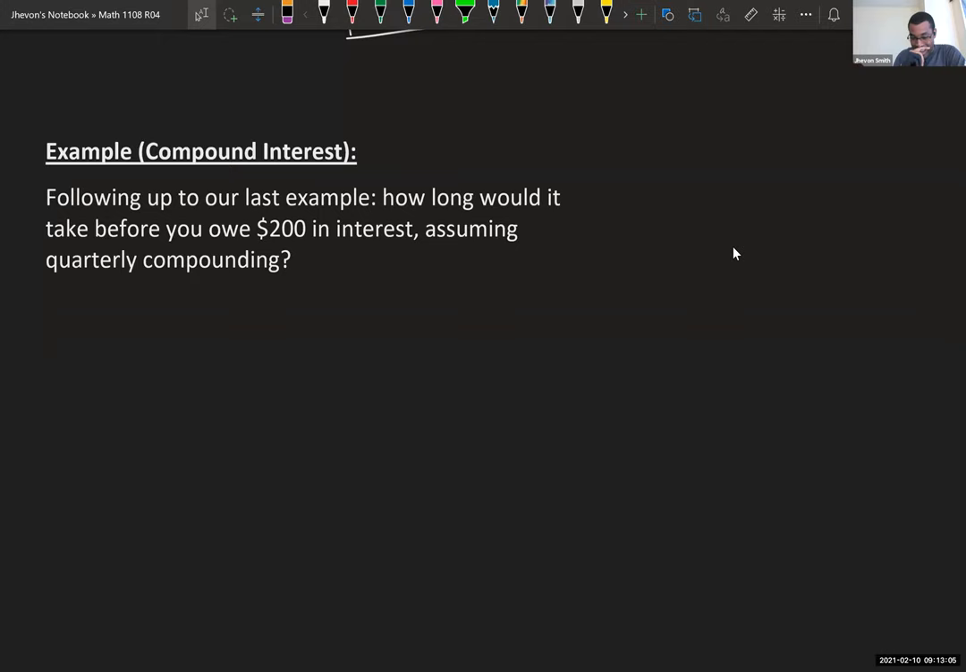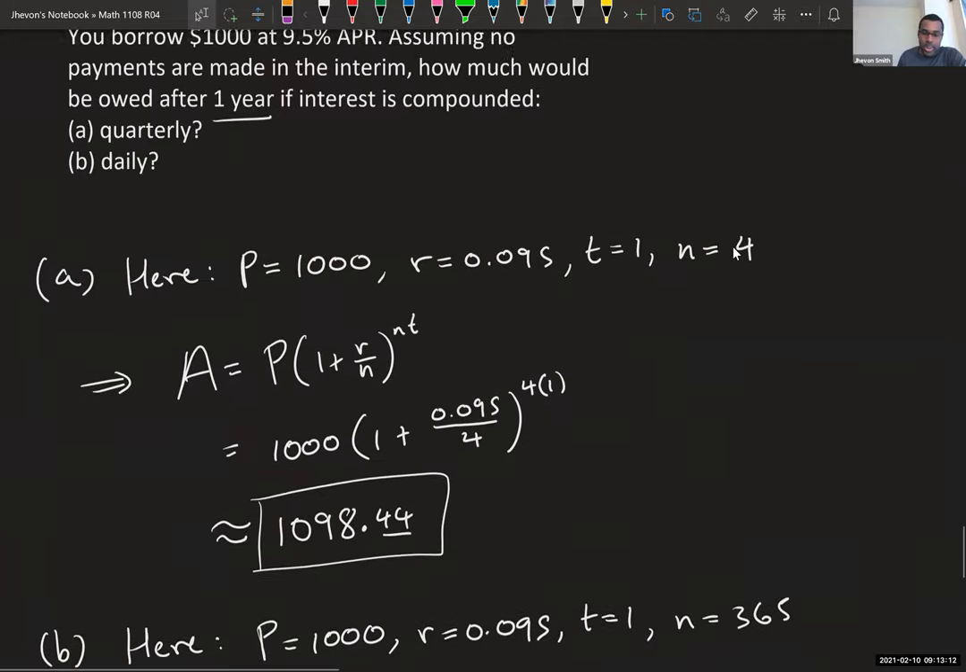Okay, so yeah, compound interest is a way to really rob you. Okay, following up on the last example. So this example right here.